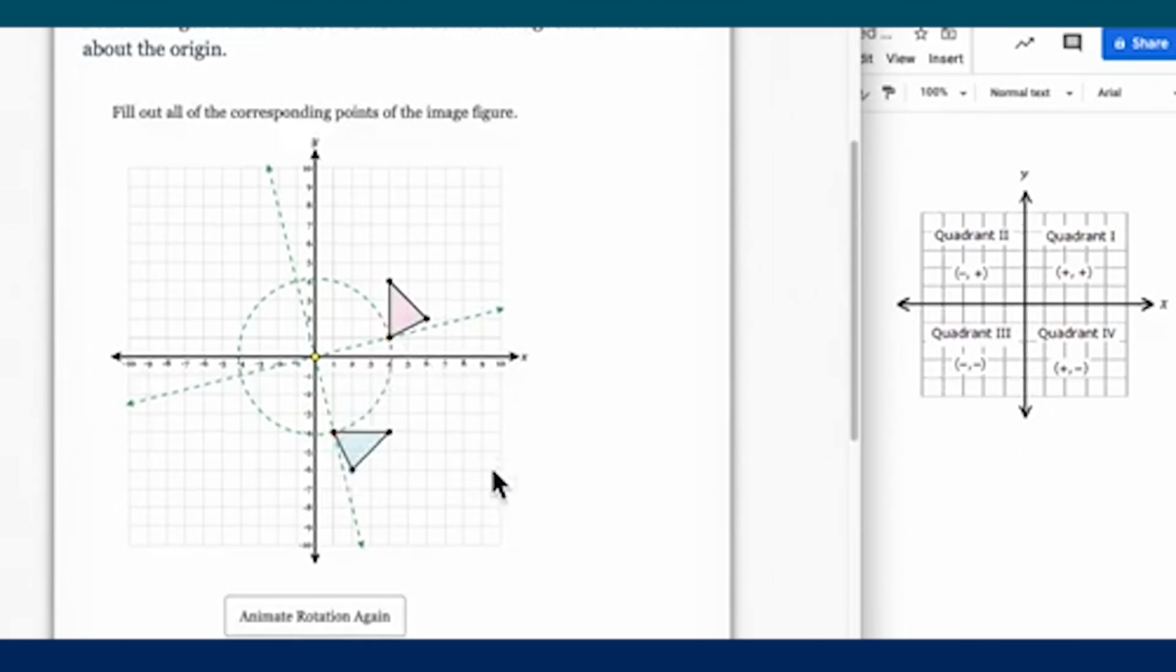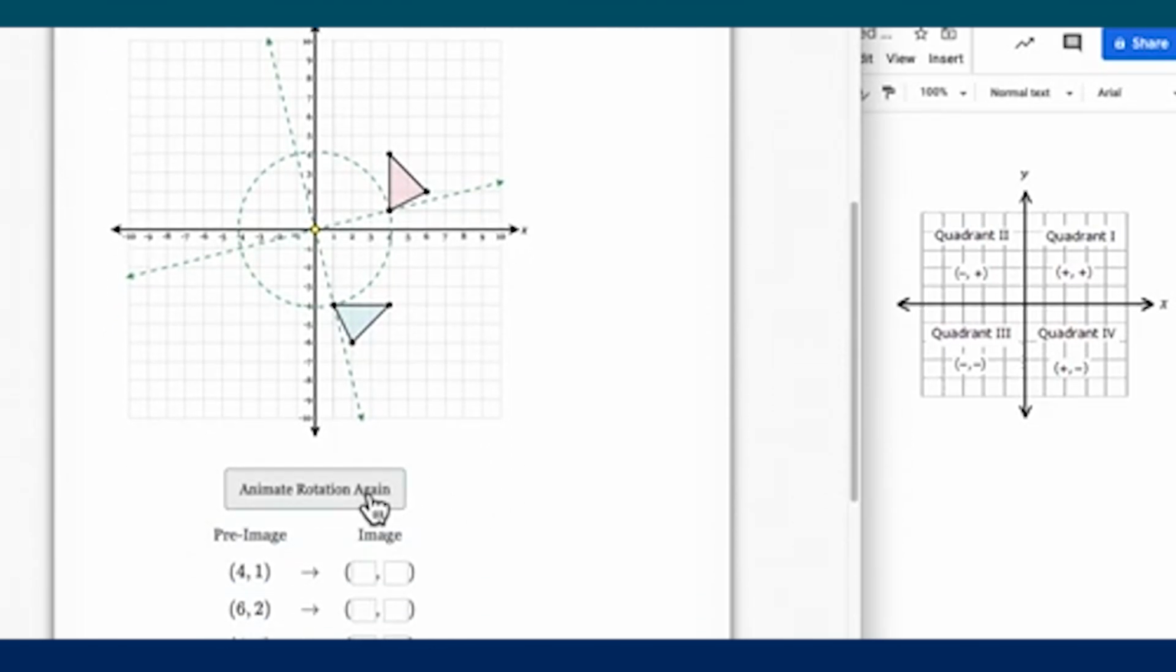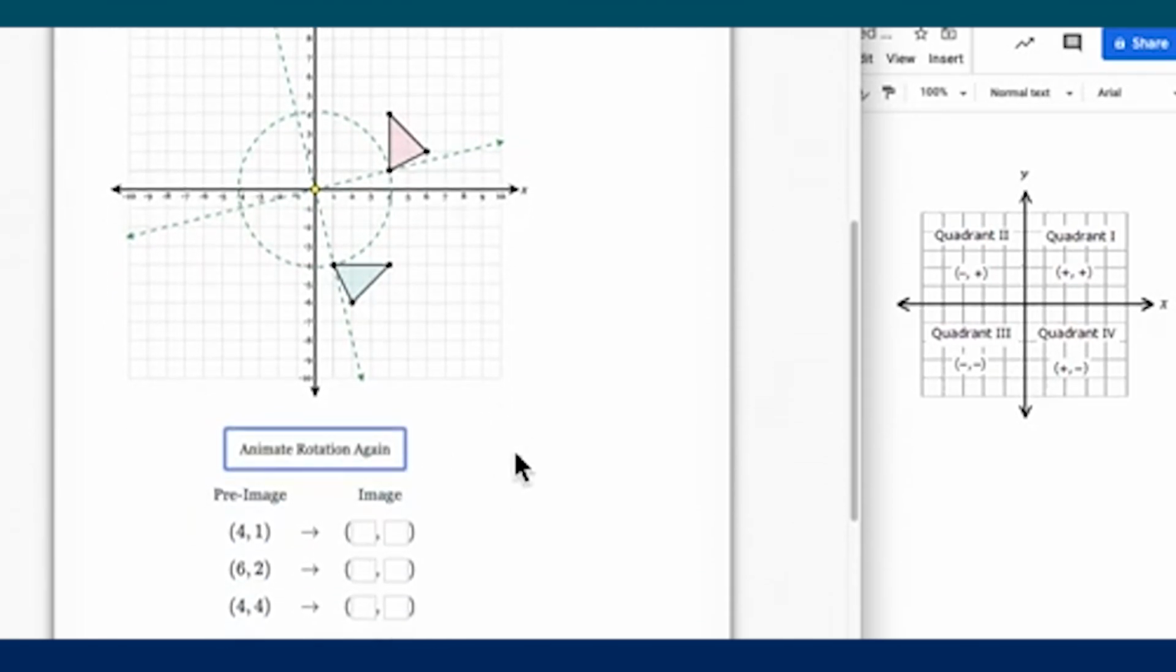This is a 90 degrees clockwise about the origin rotation. Let's see that animation again. Okay, so now let's talk about what seems to be happening here to the points. My original point had coordinates 4, 1. Again, we're in quadrant 1, so the x and y values are both positive. The new point, after it was rotated 90 degrees clockwise about the origin, has coordinates 1, -4. Again, in this case, all points in the 4th quadrant have a negative y value. That's why that is a negative.